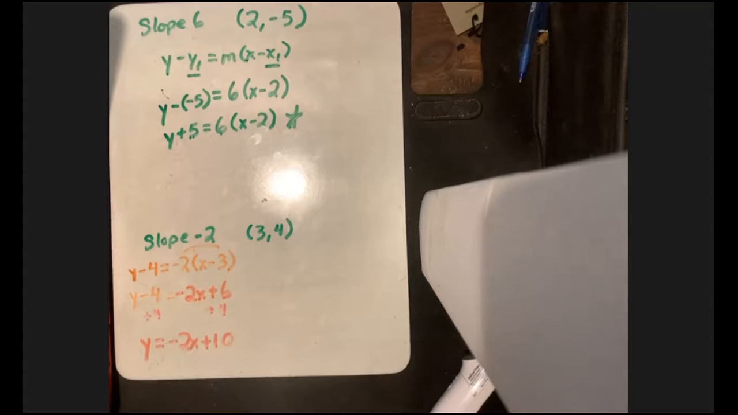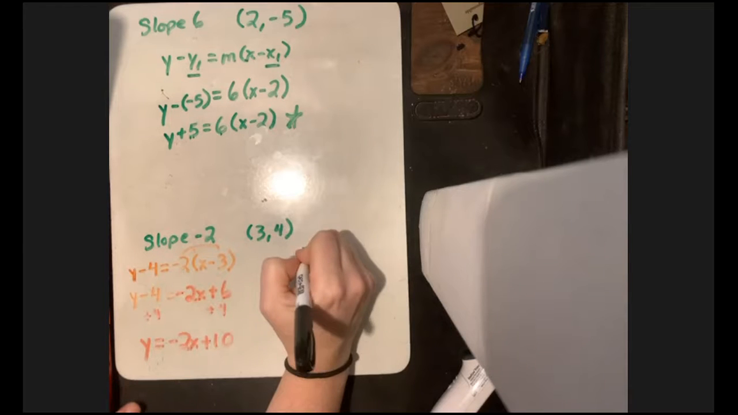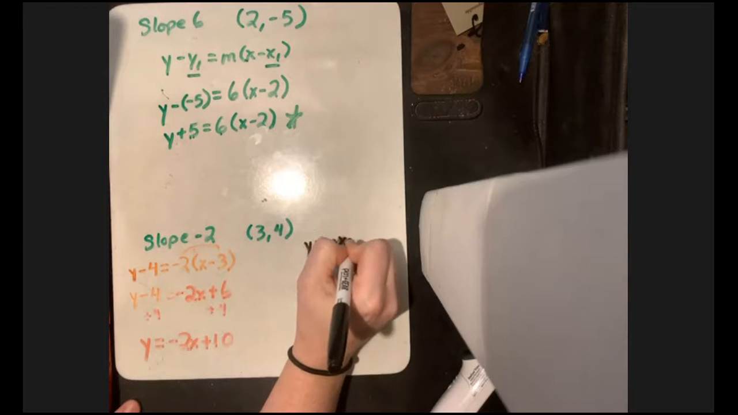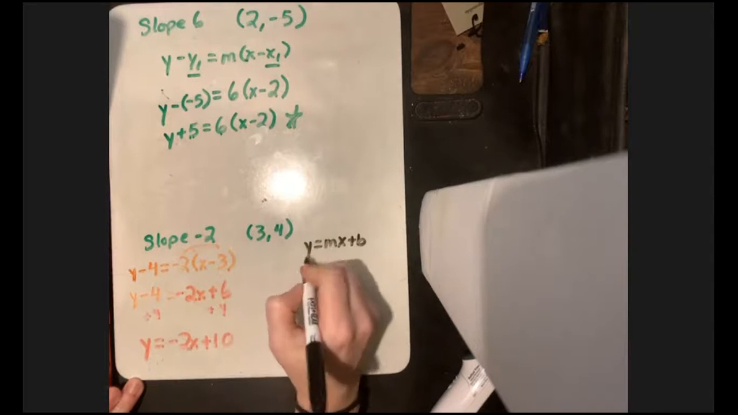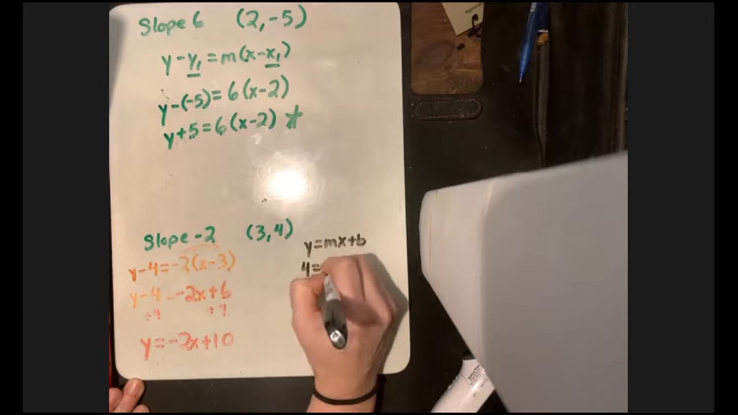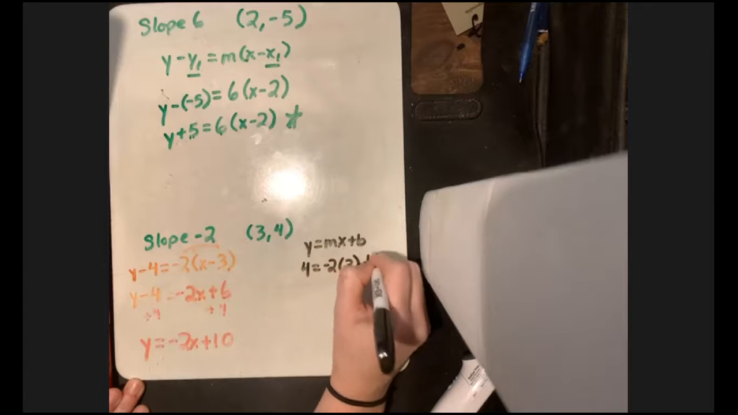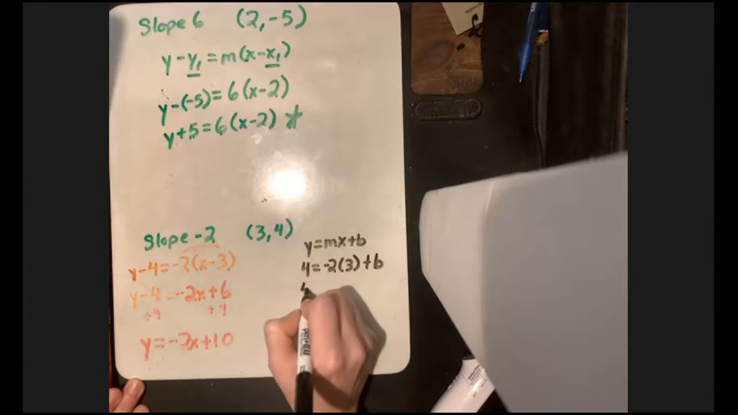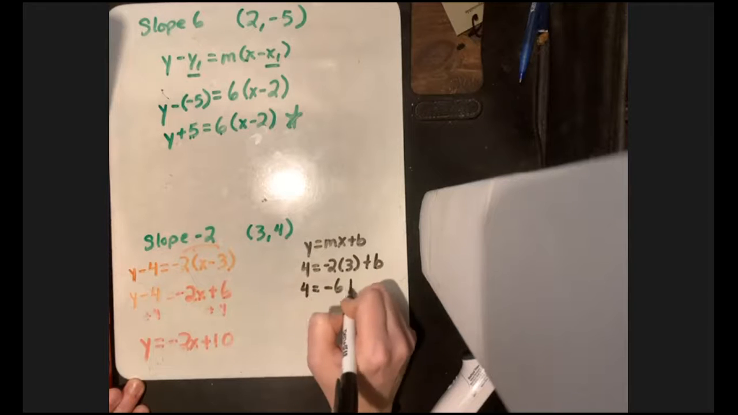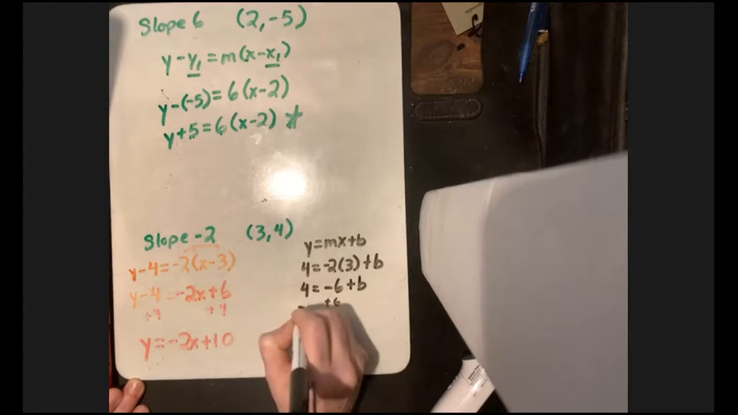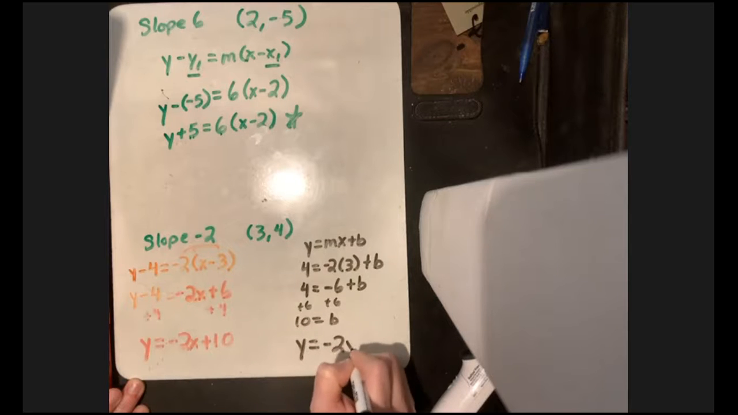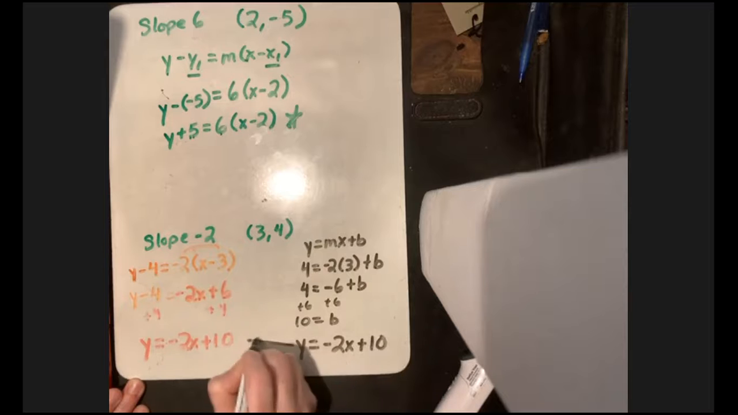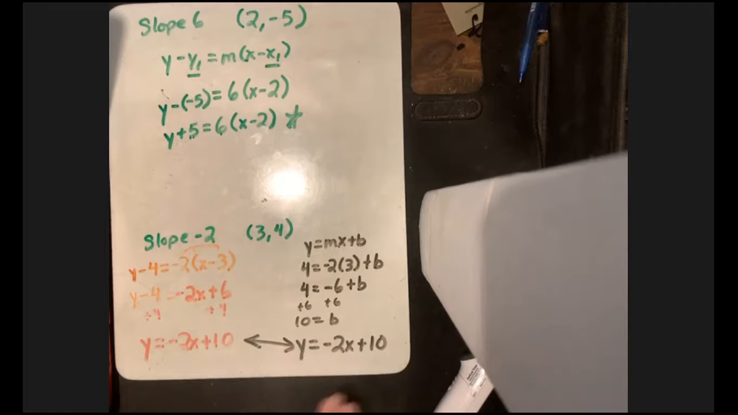Now, option number 2 that I have seen done is you actually start with y equals mx plus b. You have an x, you have a y, you have a b. You're going to plug them all in. So I've got 4 equals -2 times 3 plus b. We're going to solve this for b. So I'm going to add the 6. I get that b is 10. So now I have y equals my slope and then my b. Now I'm getting the same answer, okay?